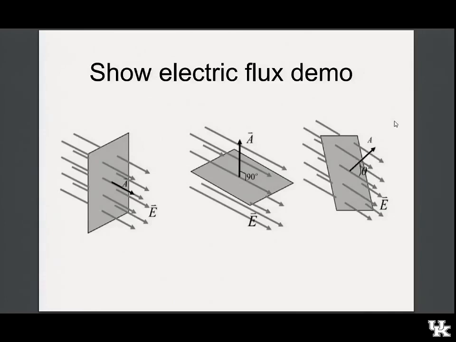And I've got two surfaces in this field. I've got this vertical surface on your right, and this angled surface on your left. Now the surfaces have different areas. The angled one is bigger, the vertical one has a smaller area. But they actually have the same flux through them. The same number of field lines are passing through the vertical surface and the angled surface. They have the same electric flux through them.